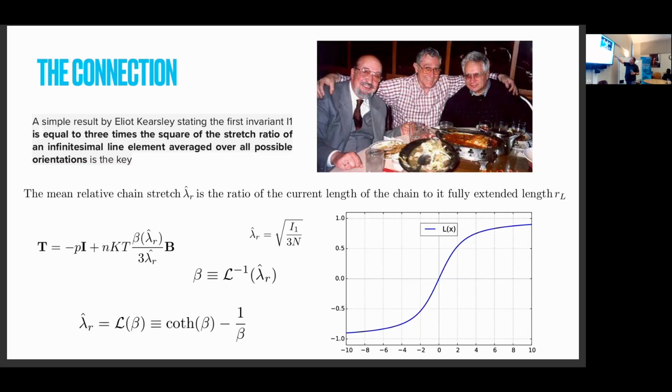He said, oh, but there is a very famous result by my friend Kersley, stating that the first invariant, this one, is equal to 3 times the square of the stretch ratio of an infinitesimal line element averaged over all possible orientations in space. So he said, it's very simple then. If you have the ratio of the current length of the chain to the extended length, which is the measure of the stretch of the single chain, you can use this result to find that the relationship is just the square root, because this was the square, or 3 times, and n is the maximum length of your chain.